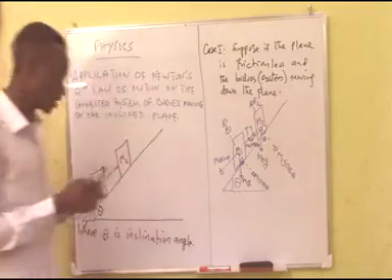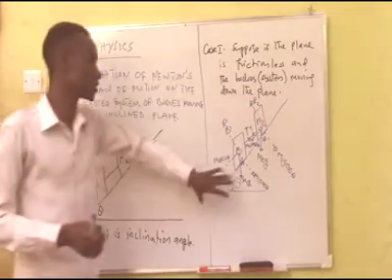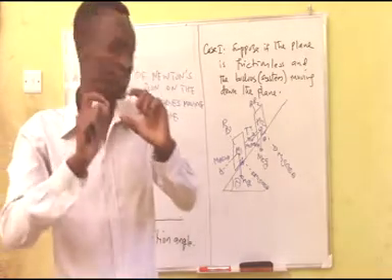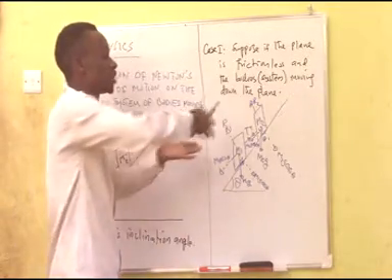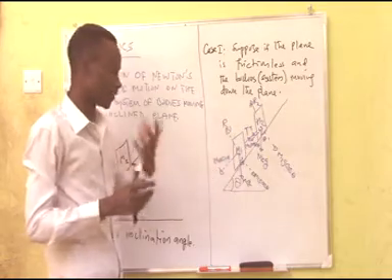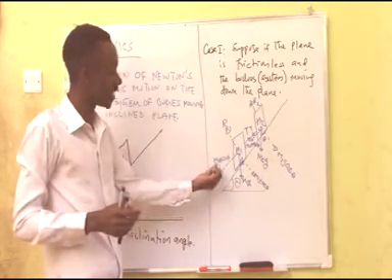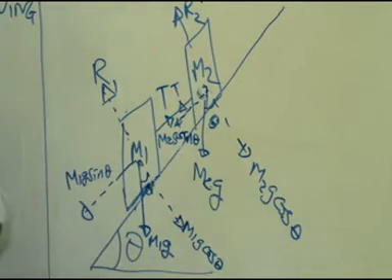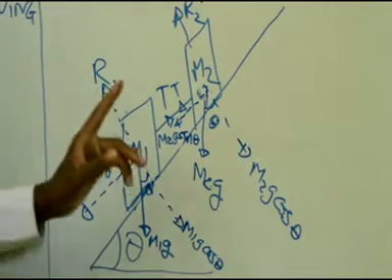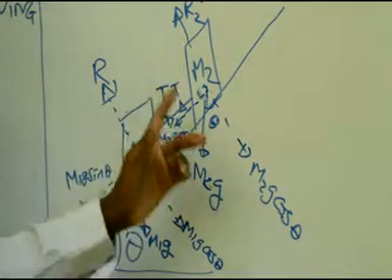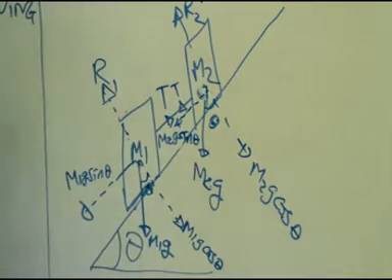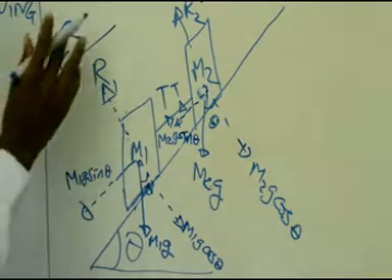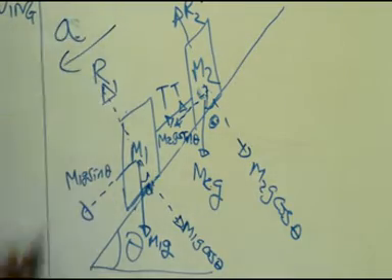Now, because our motion is down the plane, we consider all forces acting in the direction of our motion. For instance, for mass 1, it is m1g sine of theta and tension T. And for mass 2, it is m2g sine of theta and tension T. And the direction of our acceleration is down the plane.